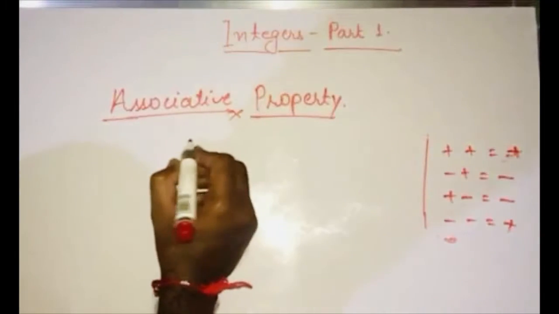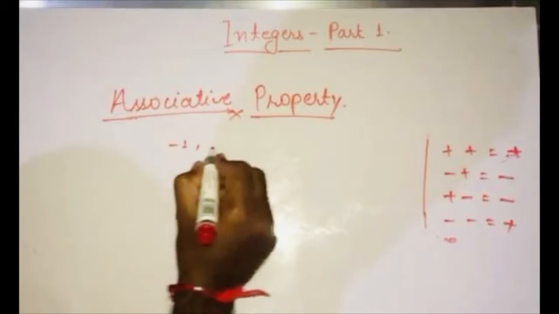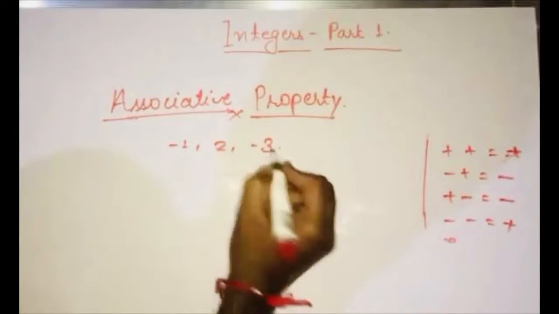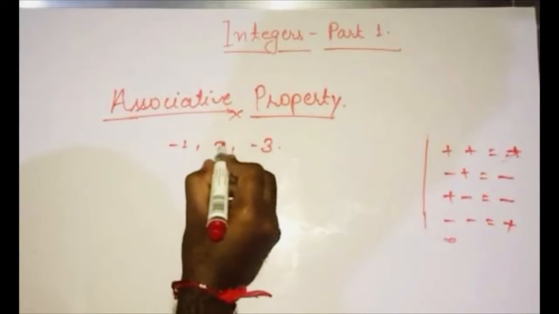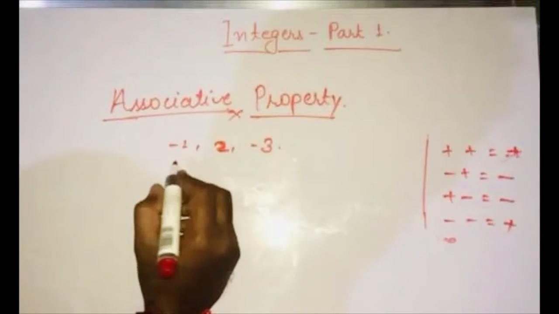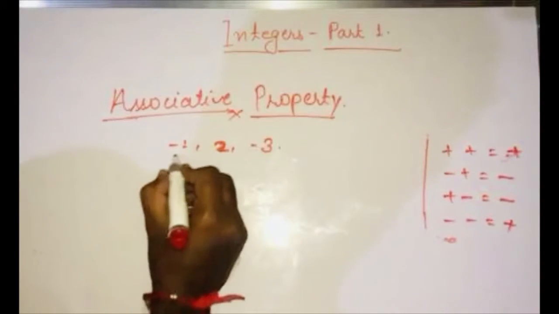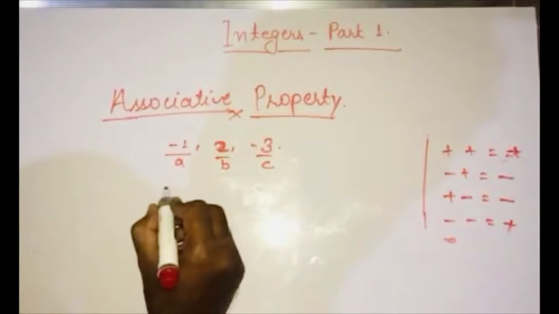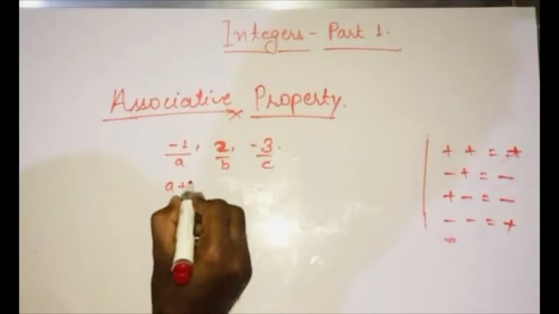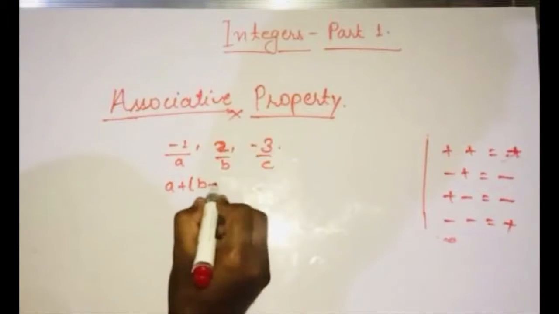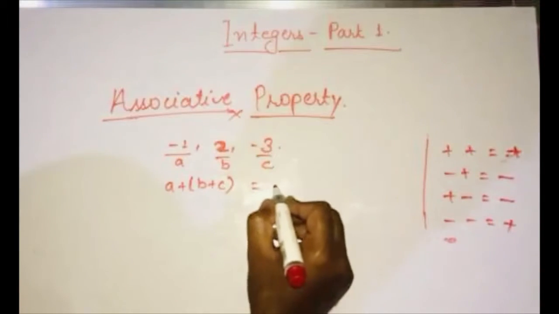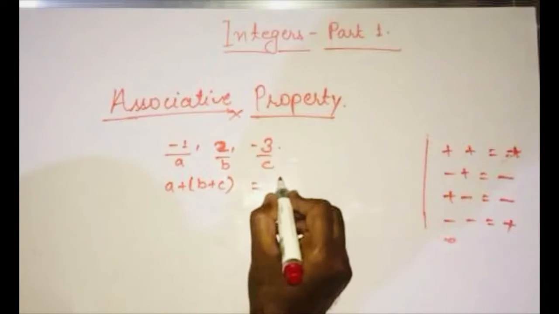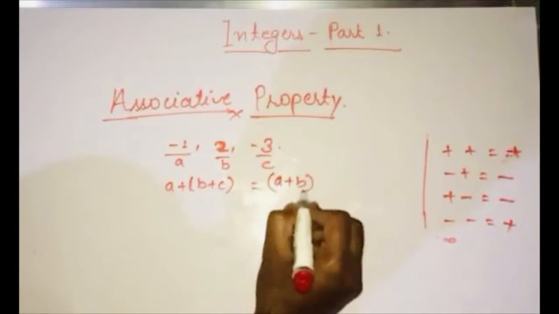Consider you have three integers. So suppose minus 1, 2 and minus 3. Okay, so I say that I'm adding them like this. Suppose I consider this A, this is B and this is C. So what I want to do is A plus B plus C, with the bracket on B plus C. And then the other I want to do is A plus B plus C, with the bracket on A plus B.